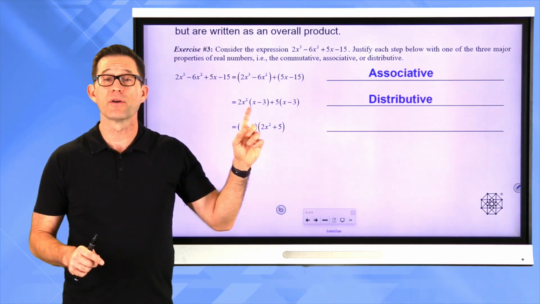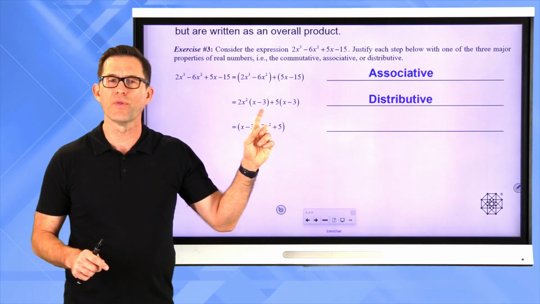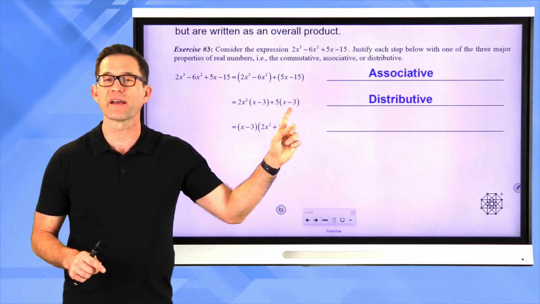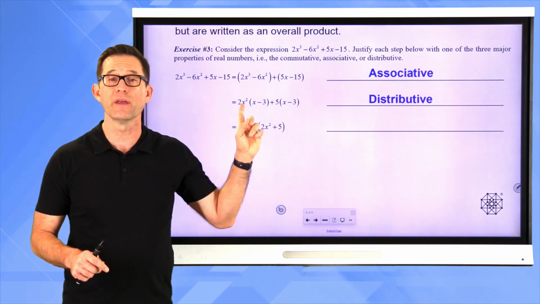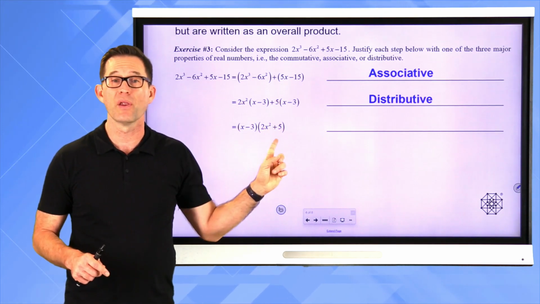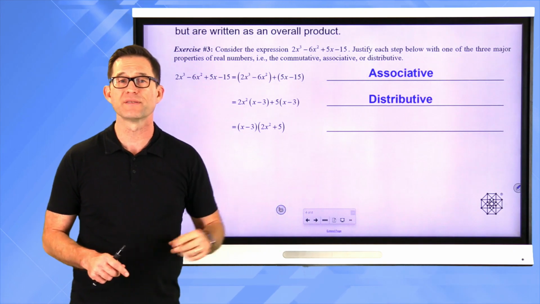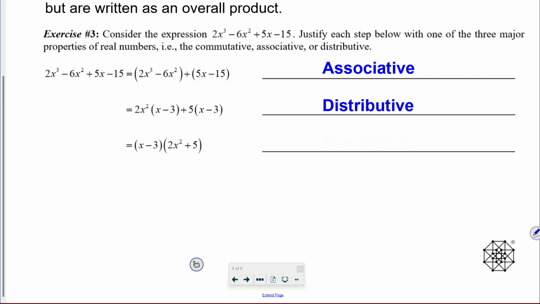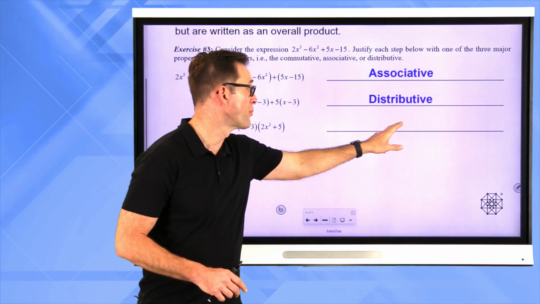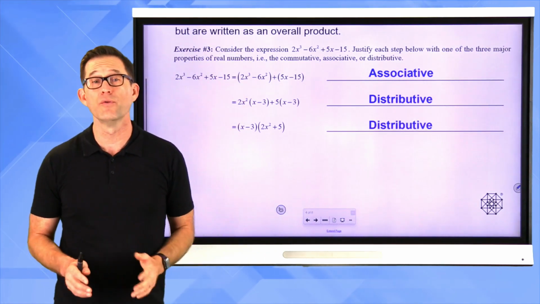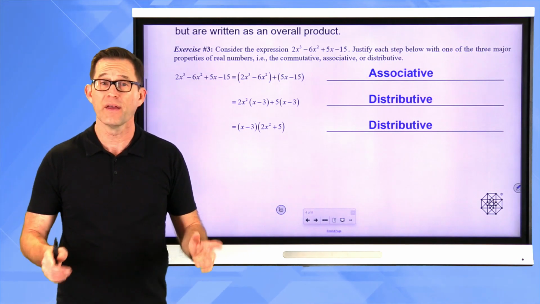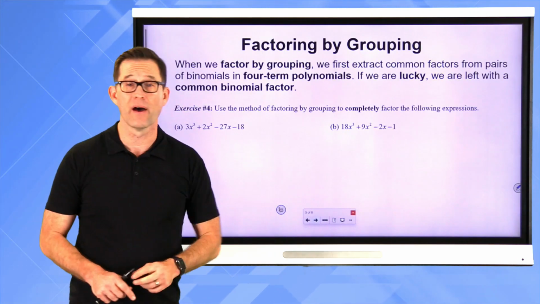And finally, I look at this particular line and I say, oh, there's an x minus 3 there and an x minus 3 there, so I can rewrite all of this as x minus 3 times 2x squared plus 5. What property is that? Well, that's the distributive property as well. And that in a nutshell, by the way, is how we're going to do factoring by grouping. Okay? So let's get into that right now.